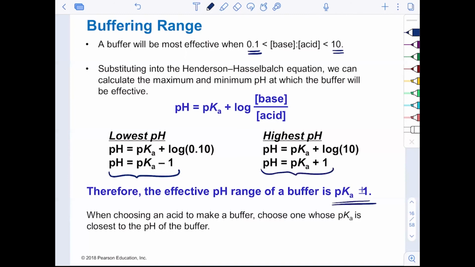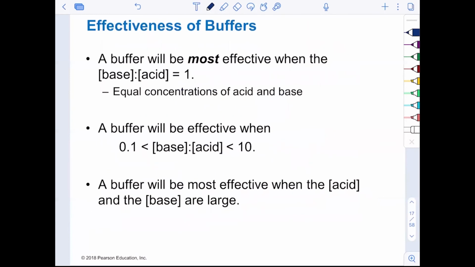Therefore, an effective buffer range is dependent on the acid that you are using for your buffer, and it would be the pKa plus or minus 1. So when choosing an acid to make a buffer, choose one whose pKa is closest to the pH of the buffer you would like. A buffer will be most effective when the acid-base ratio is equal to 1, equal concentrations of acid and base. But a buffer will be effective when it is 0.1 to 10 in that range. You never want to go outside of that 0.1 to 10 ratio of base to acid because that is outside the effective range.